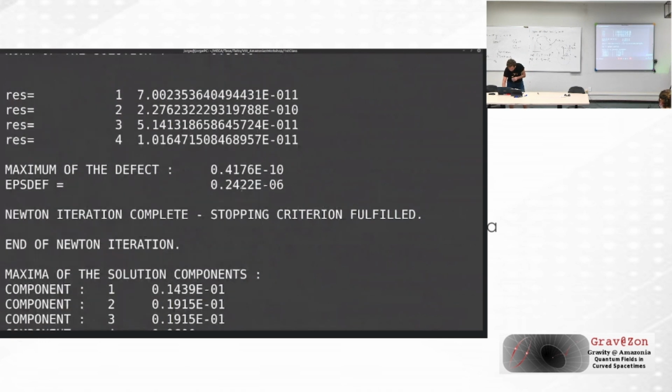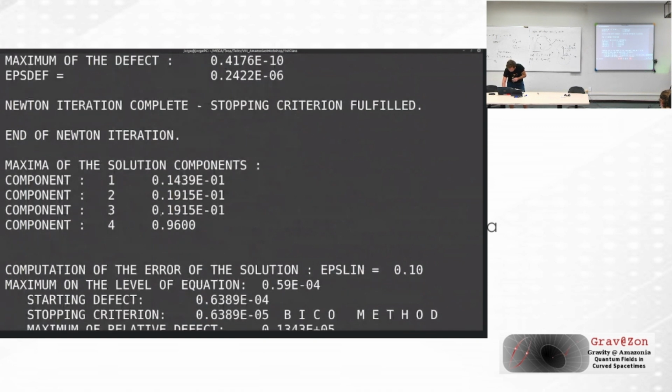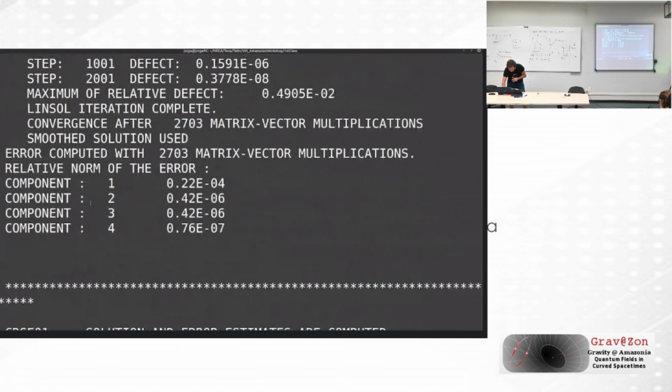So here, the residual, as you can see, is quite good. Then this is the maximum, not very important. But here is the relative norm of the error. This is something that CADSOL does to try to see the normal error. And here, for example, for the equations 1, 2, and 3, or for F1, F2, 0, and W, you can see the relative norm of the error is also quite small.